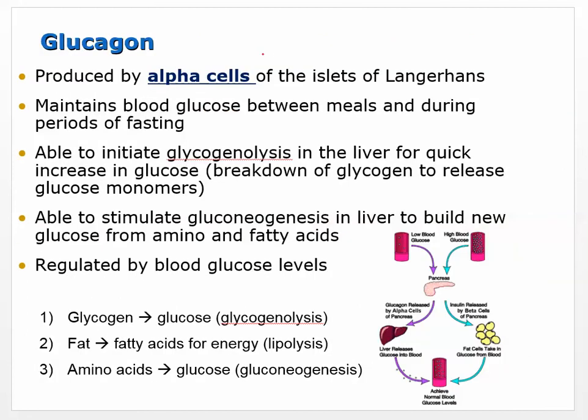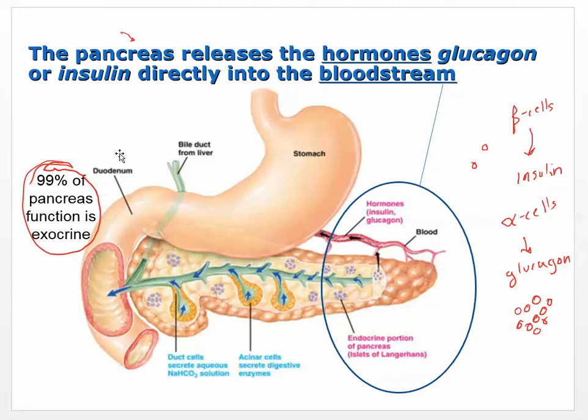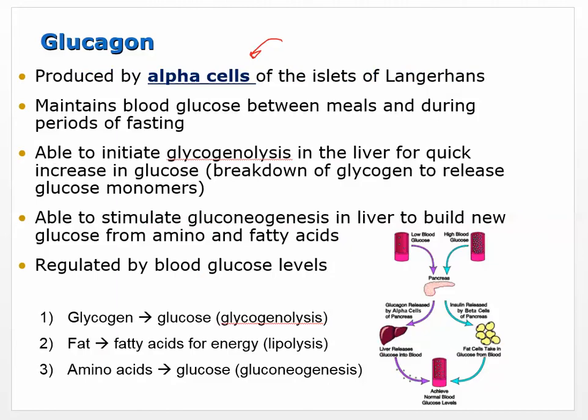So glucagon, we'll start there, is produced by alpha cells in these little islands. If we look at this picture from before, we can see these little islands. That's how I remember it, called islets of Langerhans. And the islets of Langerhans, or the alpha cells, release glucagon when blood sugar is low. So it maintains blood glucose between meals and during periods of fasting. So it's not that it just magically causes glucose levels to rise.